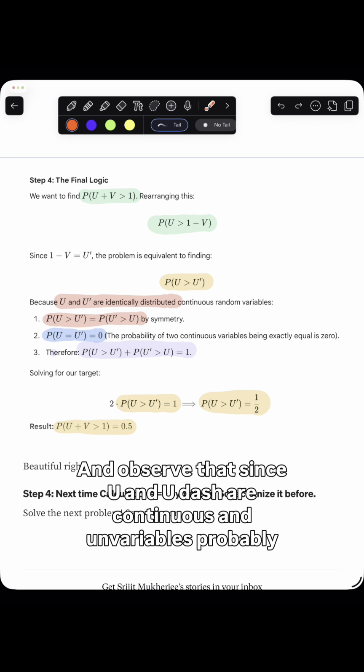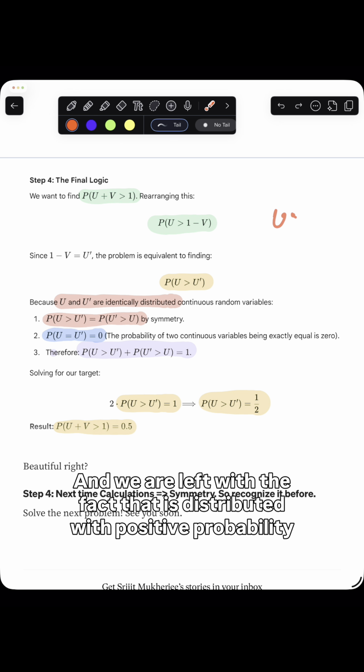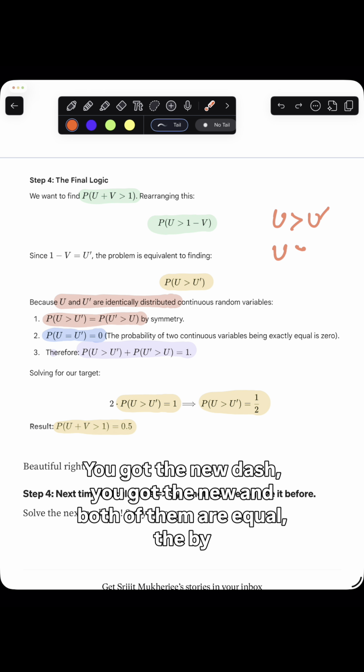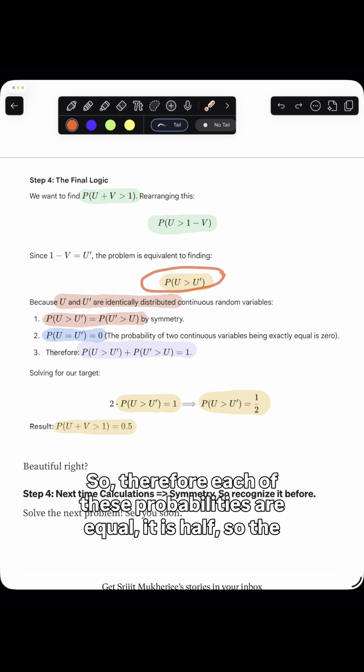Since U and U dash are continuous random variables, the probability that U equals U dash is always 0. So we are left with the sample space being distributed with positive probability between U greater than U dash and U dash greater than U, and both of them are equal by symmetry. This is a symmetric property. Therefore, each of these probabilities is equal. It is half. So the answer is half.